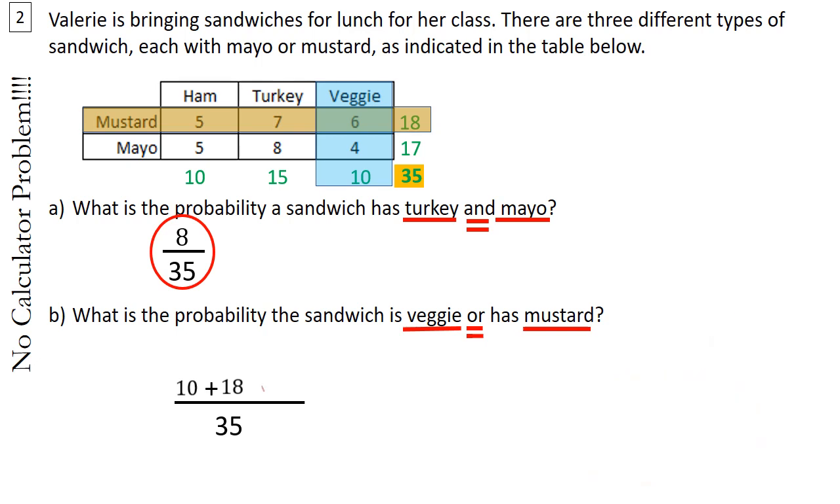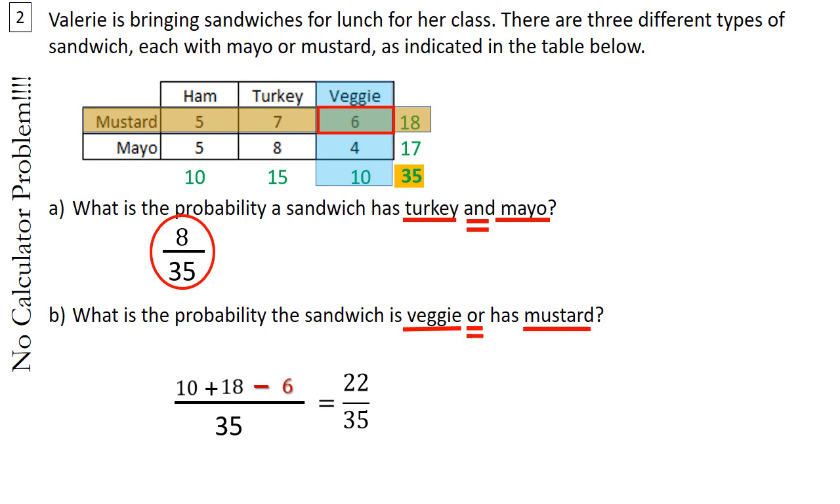Well, I can just subtract how many sandwiches we counted twice, which is going to be the ones that were veggie and mustard. And that's 6 sandwiches. So we're going to subtract that 6. So 10 plus 18 minus 6. And that's going to give us 22 sandwiches over the 35. So 22 sandwiches are mustard or veggie.